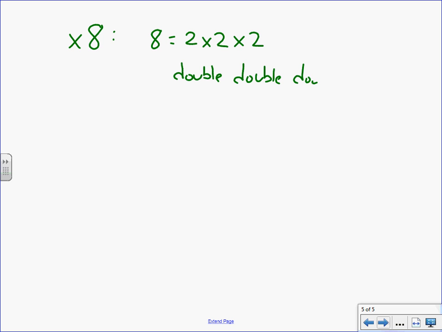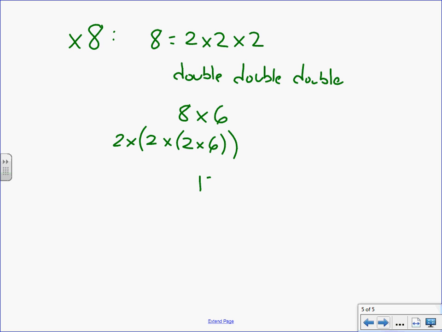For the 8, you know that 8 is 2 times 2, 4 times 2, 8. So what it means is you can do double, double, and then double. For example, if you want to do 8 times 6, you can do 2 times 6, and then you're going to double that, and then you're going to double that.